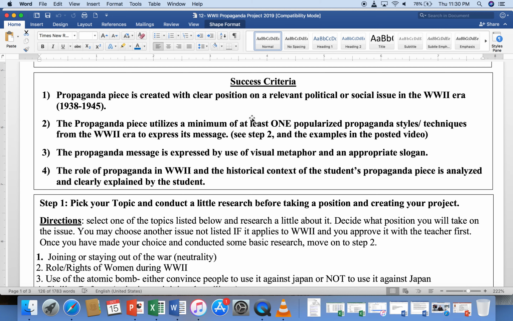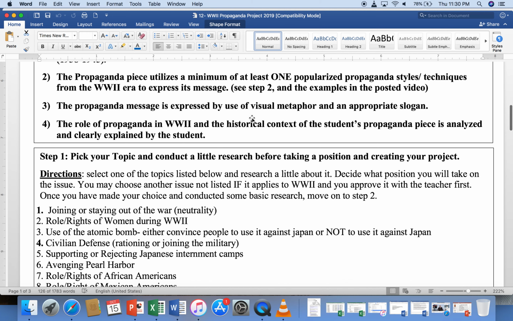should be crystal clear. So the second thing on this list, the propaganda piece utilizes a minimum of at least one popularized propaganda style or technique from World War II to express its message. So you can see step 2, or the examples in the video. In this case, what I mean by one popularized propaganda style, I'm talking about appeals to fear, I'm talking about name calling, I'm talking about bandwagon, and I'm talking about use of plain folk. You need to use at least one of those in your poster to get a 3.